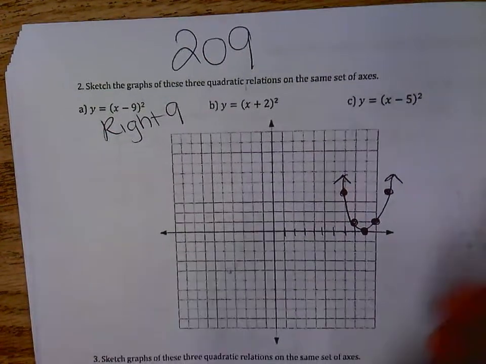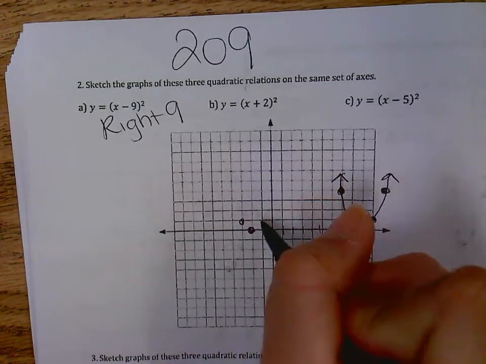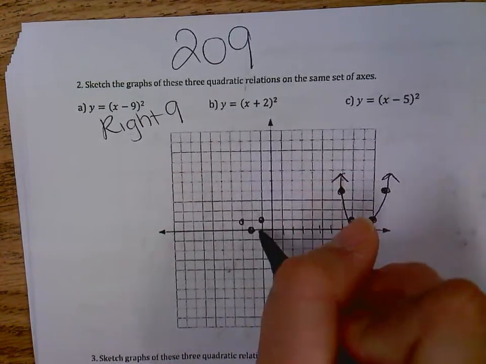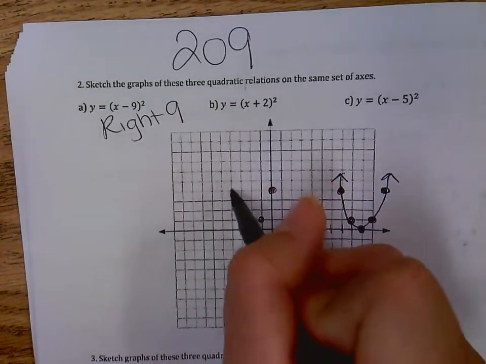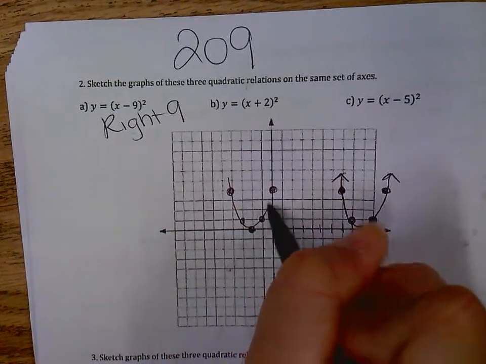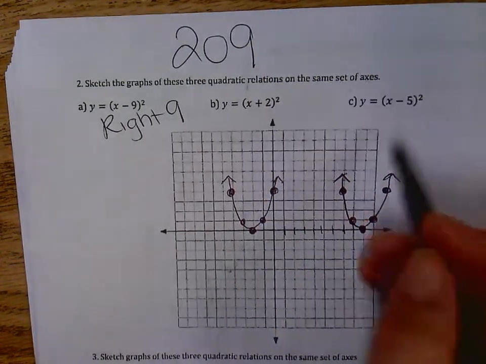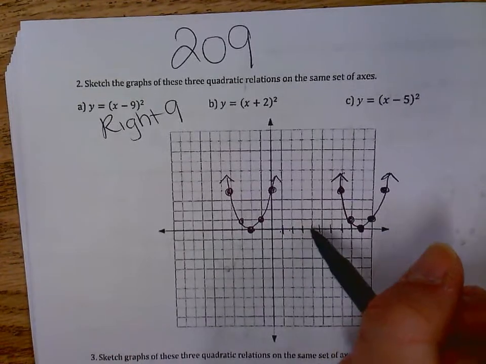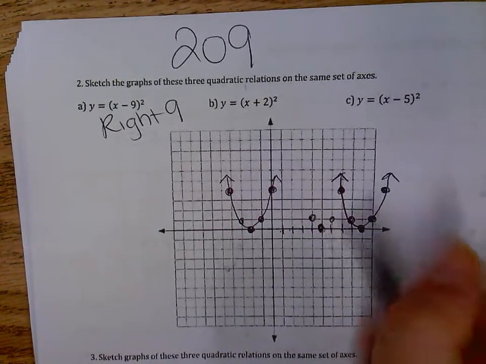So I go left 2, so left 2, up 1, over 1, and then let's see, over 2, up 1, 2, 3, 4. I could go over 3, up 9, but I'm going to be lazy. I'm just going to plot those points. And then let's see, this one is right 5. 1, 2, 3, 4, 5. So there's my vertex there. 1, 1. Over 2, up 1, 2, 3, 4.